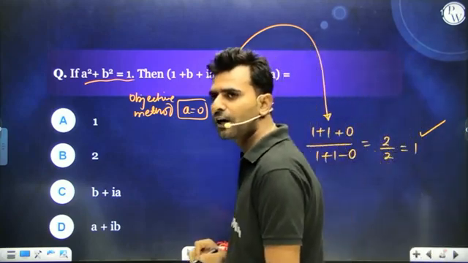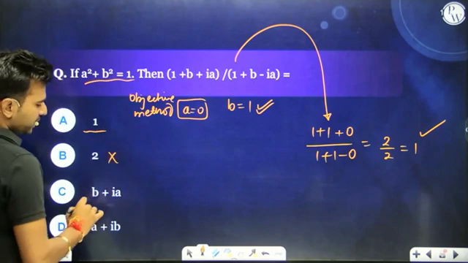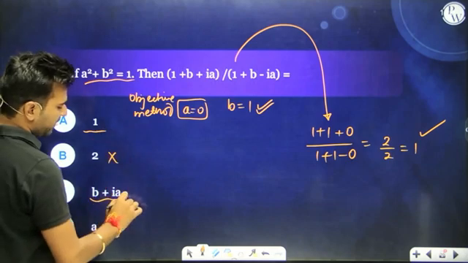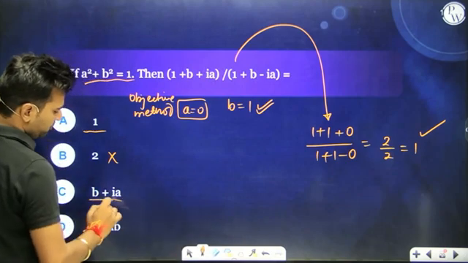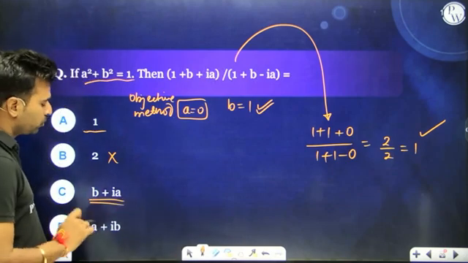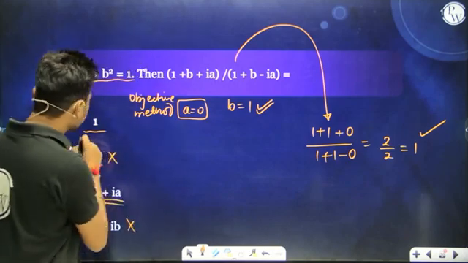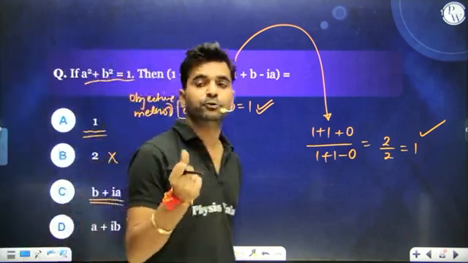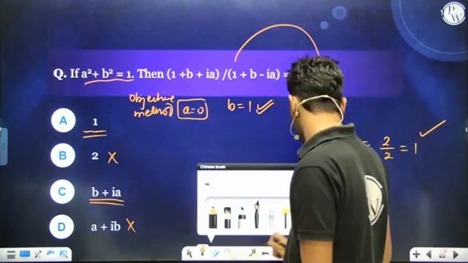So in which of the following options can this be our answer? Okay, this will never be our answer. B is 1 and a is 0, so this can also never be our answer, because when we put b as 1 and a as 0, this is also giving us 1 only. So at least out of the 4 options, we have eliminated 2 options in a matter of few seconds only.